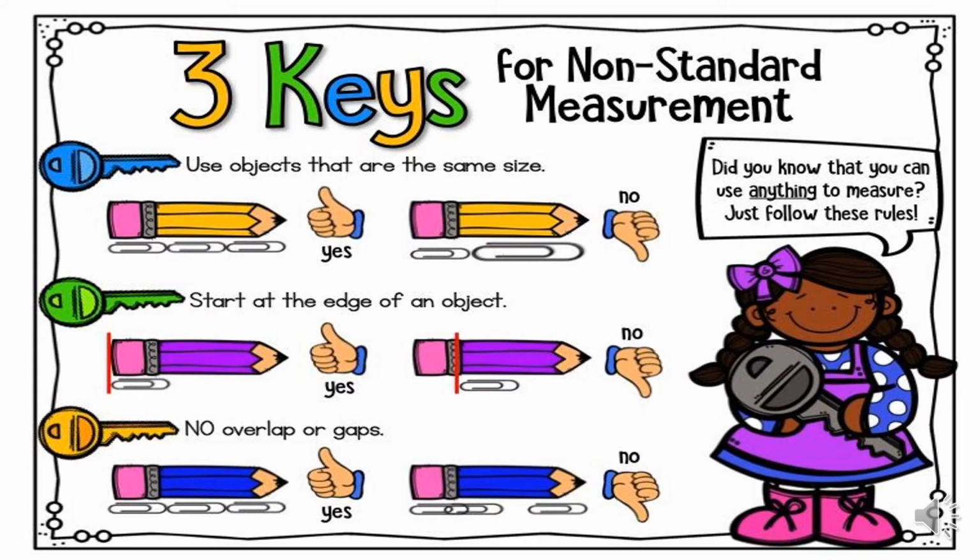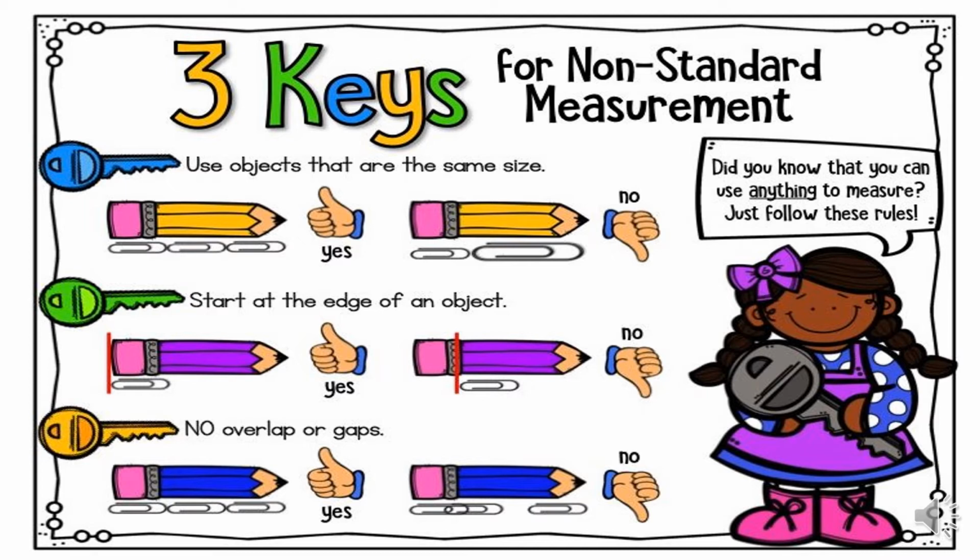When we measure using non-standard units of measurement, so like the things we've just looked at, there are 3 keys. This means 3 special rules that we need to follow. The first special rule is that we need to use objects that are the same size. So if we use paper clips, we need to make sure that all of the paper clips are the same size. If we're using pieces of pasta, they all need to be the same size. And if we are using cubes, they all need to be the same size so that it is fair.